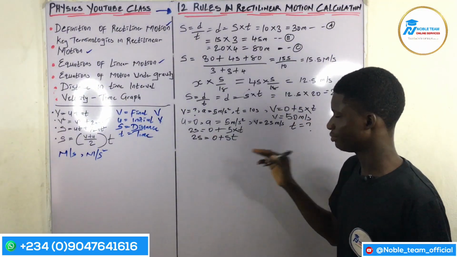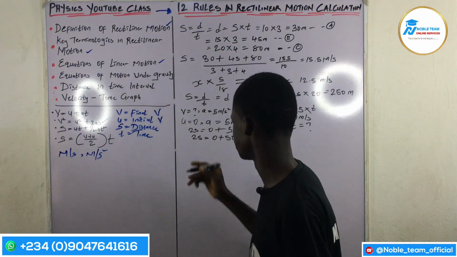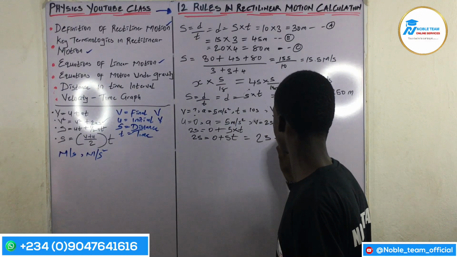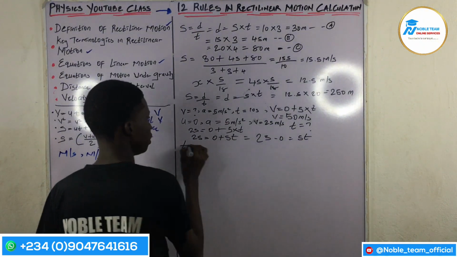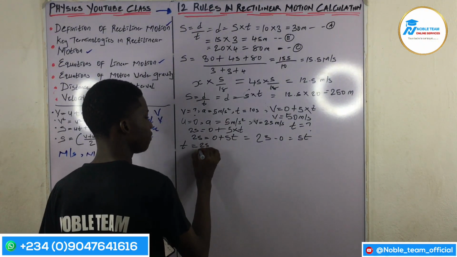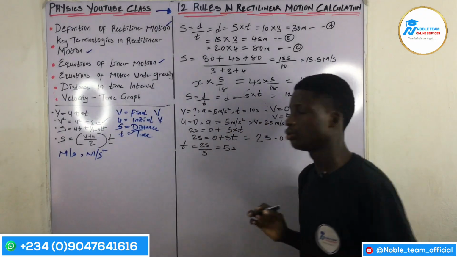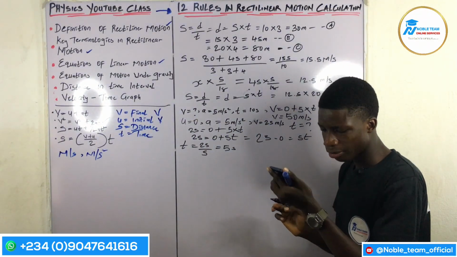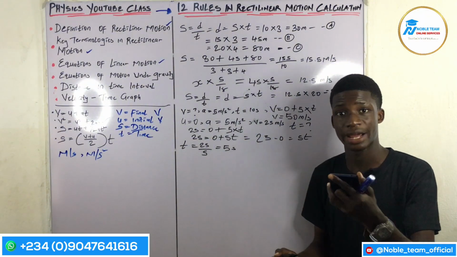Yes. Now, the next thing I'm going to do, I'm going to collect like terms. Once I collect like terms, it is going to be 25 minus 0 is equal to 5t. Then I have my t is equal to 25 divided by 5, which is 5 seconds. You understand? Very neat. Copy down neatly in your notes. Now, let's look into the question to know which one is correct. We have option B to be correct.